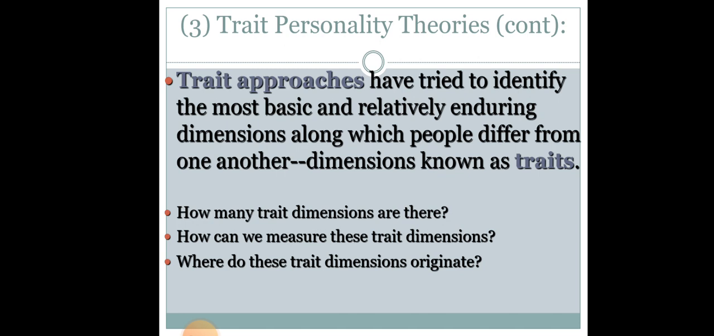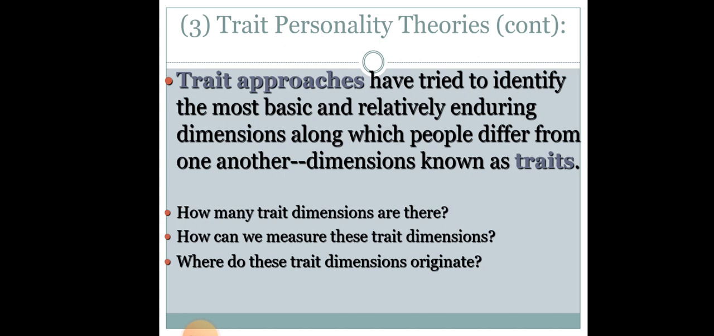So, let's talk about the trait personality theory. Trait approaches have tried to identify the most basic and relatively enduring dimensions along which people differ from one another. So, what does it mean here? Traits. What are we saying? Traits. It means the characters, the characteristics here.